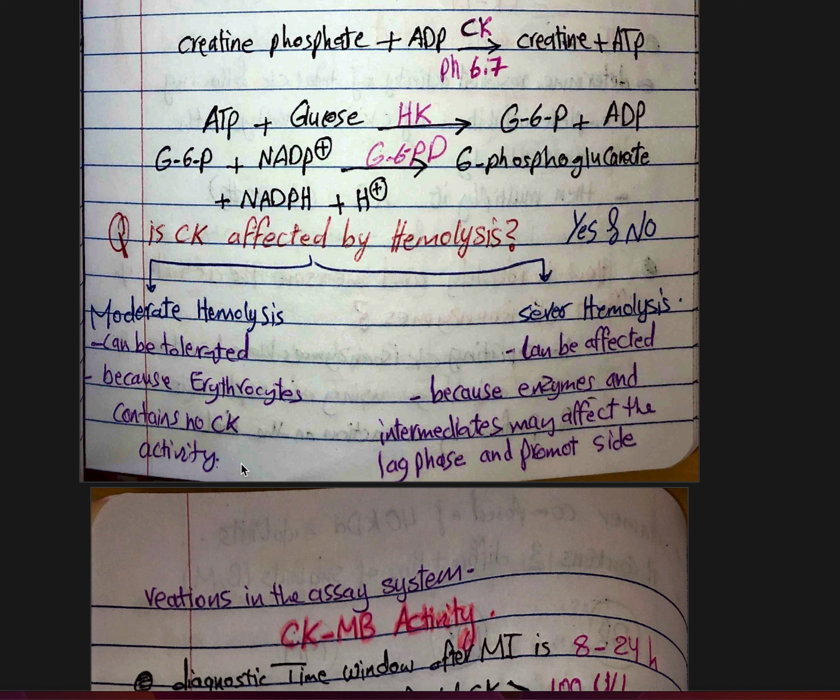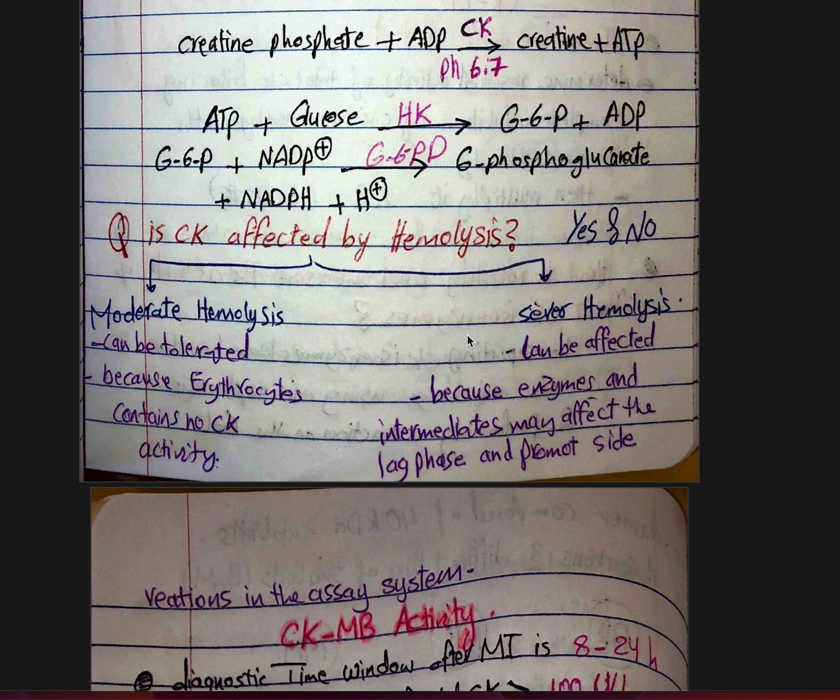So why does this CK appear in severe hemolysis? It can be affected because enzymes and intermediates may affect the lag phase and the side reaction in the assay system. Okay, if you're telling me that there is no CK in the erythrocytes, so why in severe hemolysis is it affected? Because in severe hemolysis, that means maybe many enzymes and intermediates are activated, and that affects the lag phase.